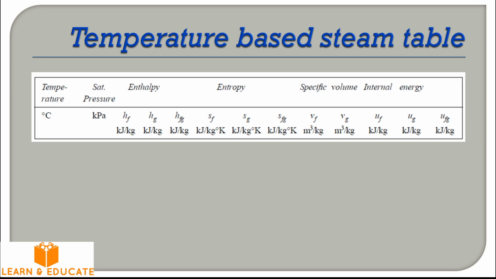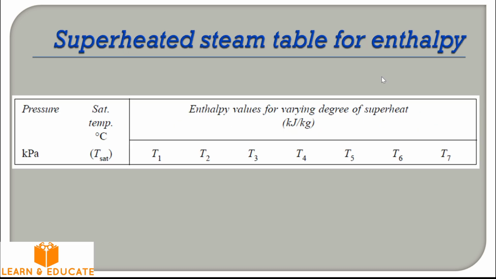Then you have here the temperature based steam table, where for a given temperature the saturation pressure corresponding to that temperature will be given. Then similarly enthalpy, entropy, specific volume and internal energy are presented in the temperature based steam table. That is second. Third one is the superheated table for enthalpy.